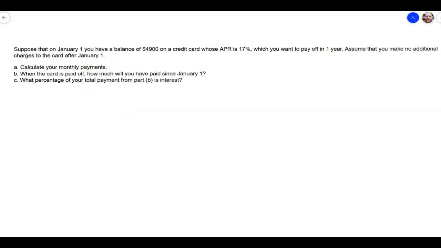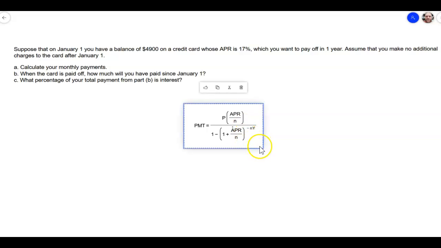All right. So we have a pretty high percentage rate here. So I'm thinking that our total payment that we're going to have made will be $4,900 plus a good amount of interest on that. So let's go ahead and start crunching the numbers here. So the first thing is calculate our monthly payments. So we do have a formula for that right here. Very similar to the last video.